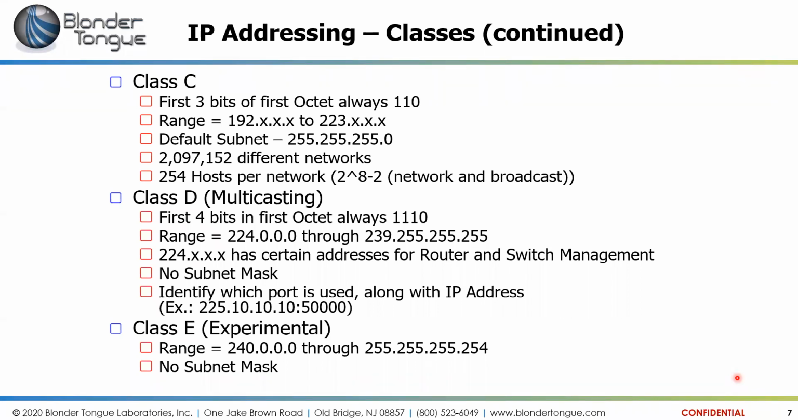Class D is our multicast range. Class D addressing, the first 4 bits in the first octet always have 1110 as their starting binary number, which means that the range for that is 224.0.0.0 through 239.255.255.255. So the start of 224 up through the end of 239.